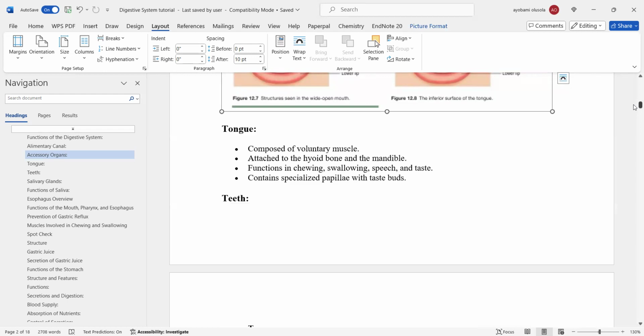So the tongue is attached to the hyoid bone and the lower jaw, the mandible. The mandible is the lower jaw. And the tongue helps in chewing, swallowing, speech, and taste. It contains specialized papillae with taste buds.